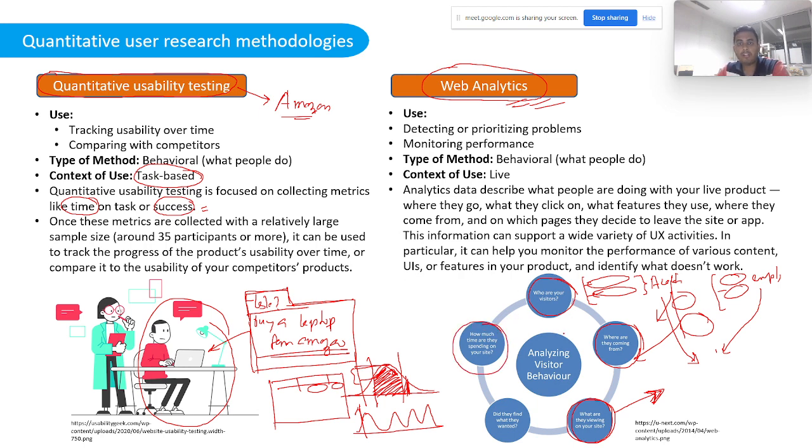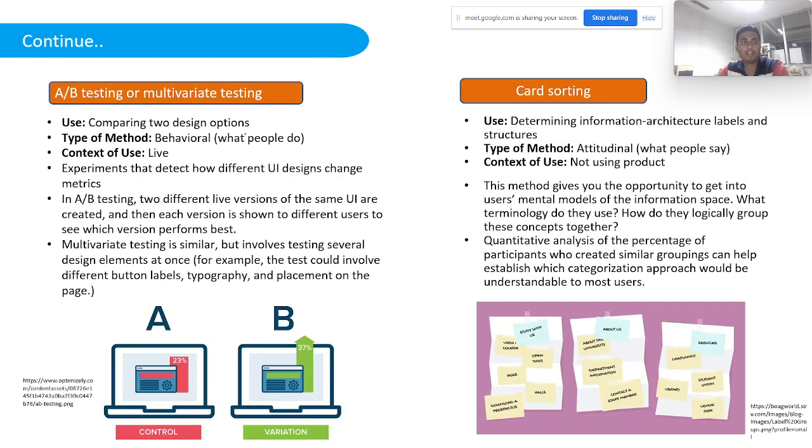Okay, so this is what web analytics is. Then what we have is A/B testing. So A/B testing is a comparative analysis. It's a user study where we compare two design options. For example, we have two websites or two applications, and for example, here we have a user interface A, and B. Then we assign 50 people here, 50 people there, and then we try to see how people move from here to here.